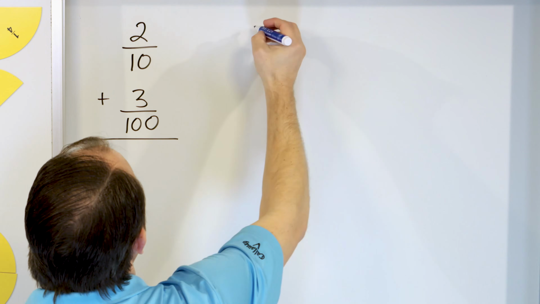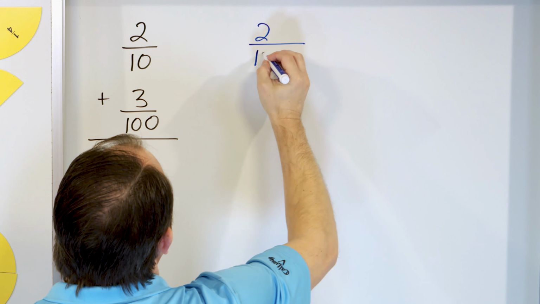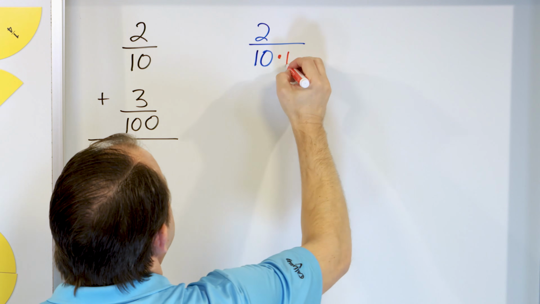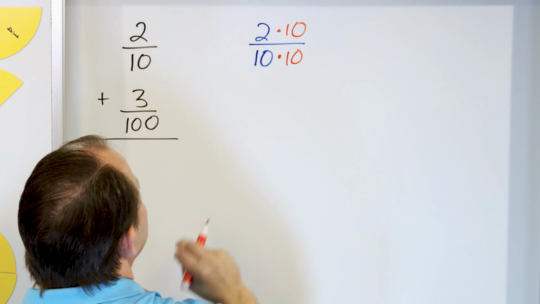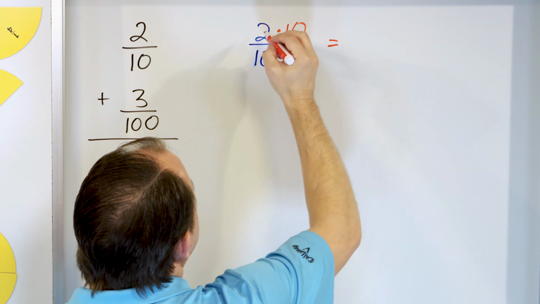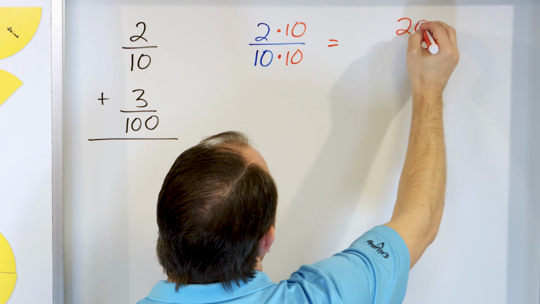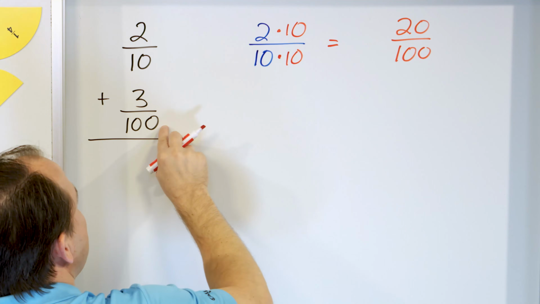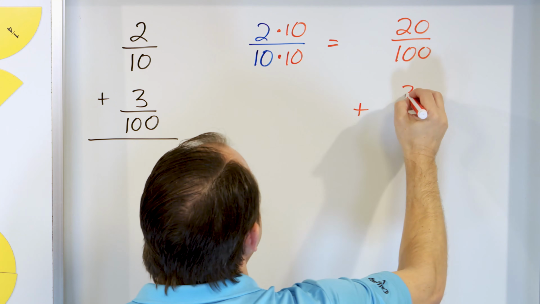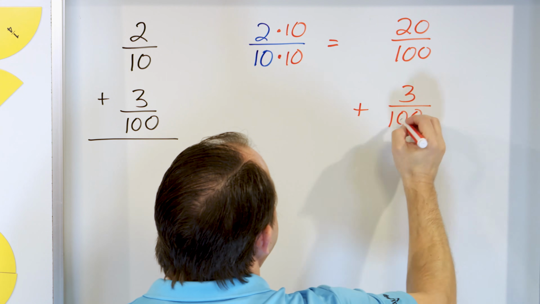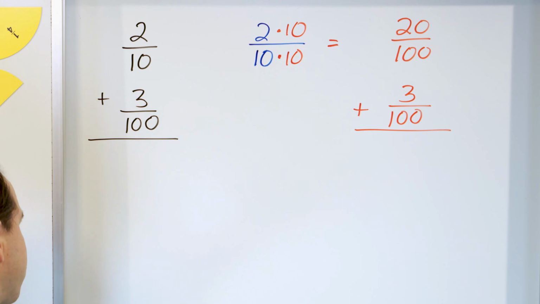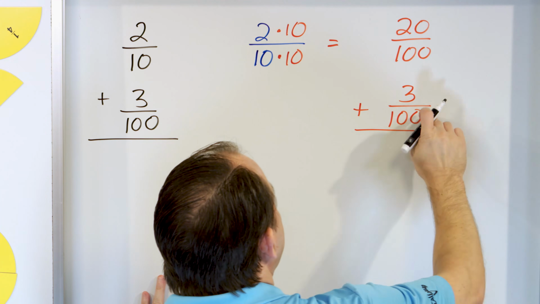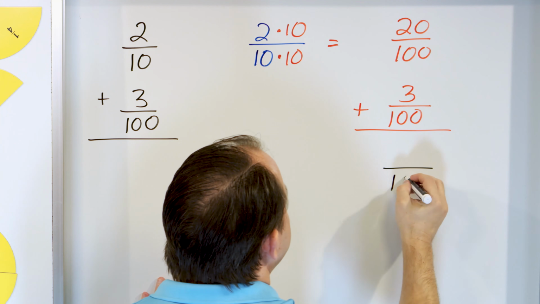We're going to take the top number, 2/10, and change it by multiplying the top and the bottom by 10. What do we get? 2 times 10 is 20, and 10 times 10 is 100. So now we have a common denominator which matches, and then we could just add 3/100 to it. We have 100 as the common denominator, so we put it on the bottom.